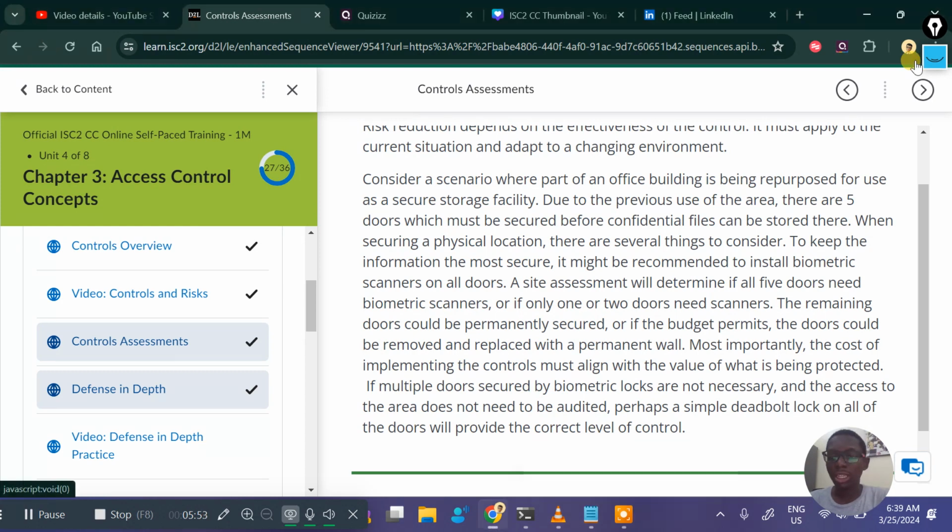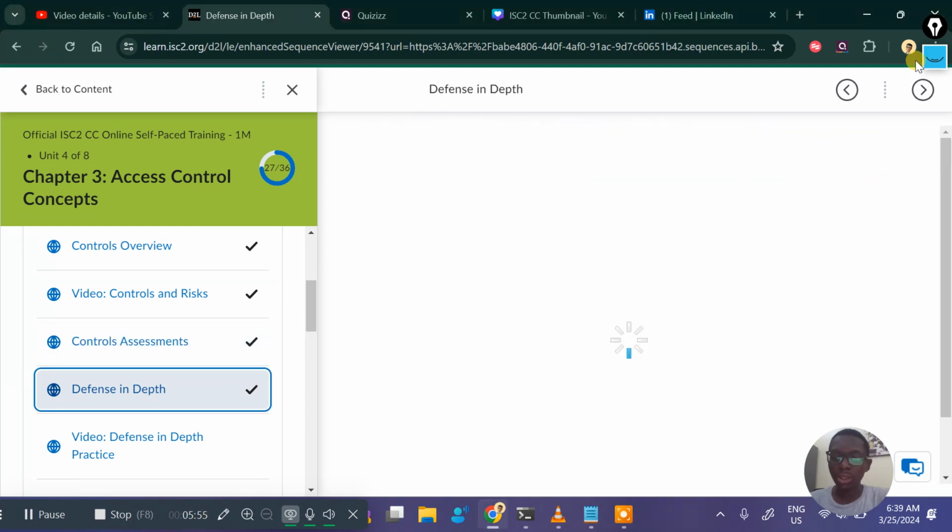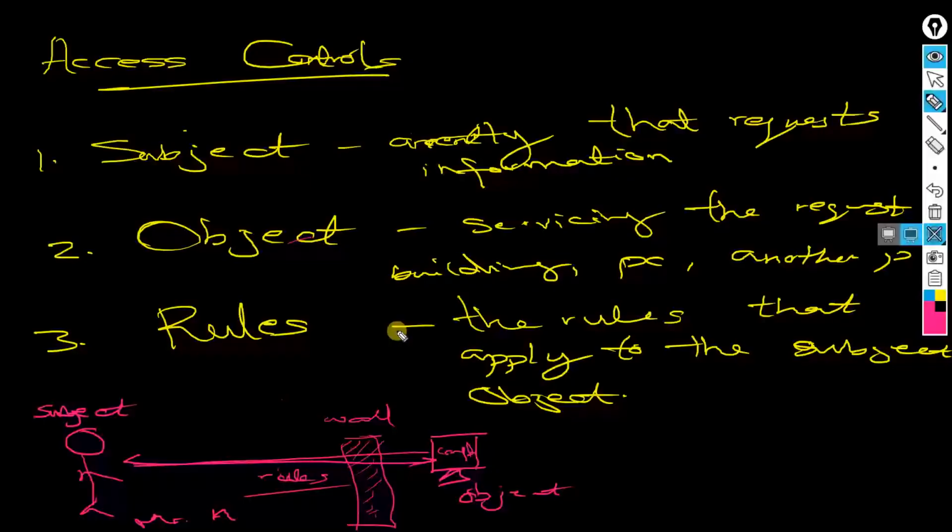Then we move to defense in depth. When we're talking about defense in depth, it means you have multiple layers to security. For instance, the subject has to provide authentication details, identification details, that's username and password.